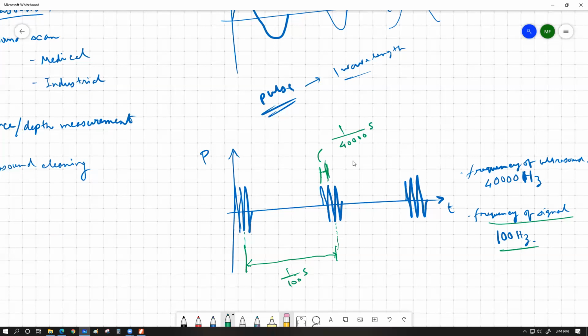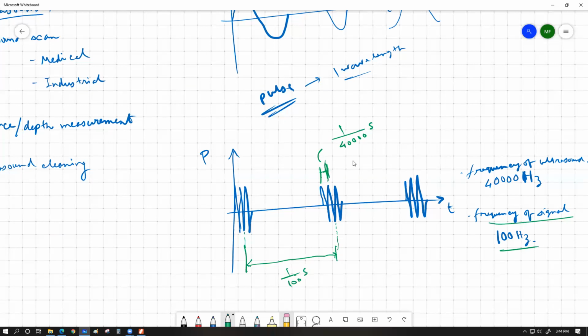So that's the meaning of these two different terms: the frequency of the ultrasound that we're using for the experiment, and the frequency of the signal, which means how often that pulse of sound is sent off from the source. So we primarily need to understand what we are working with.